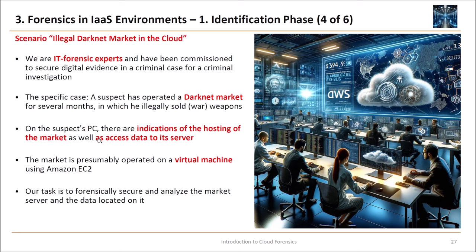The hard drive of the virtual server, which hosts a darknet market for weapons in the Amazon cloud, was secured. This is part of the report now. The hard drive was subjected to analysis using Autopsy. Various digital artifacts, evidence were secured on the server: images, text, keys, email addresses, and so on. The server could be clearly associated with the Onion address accessible in the darknet. And this is very important because we can pinpoint the server that ran in the darknet to that server that we secured. So we can say with 100% certainty that this is the server that was operated.